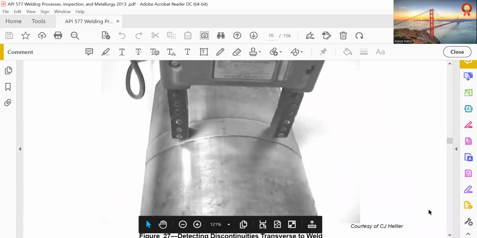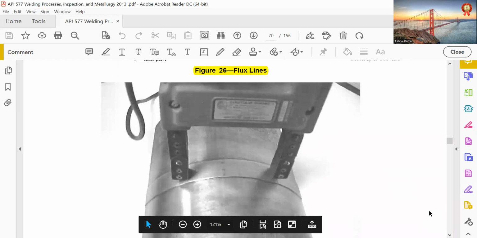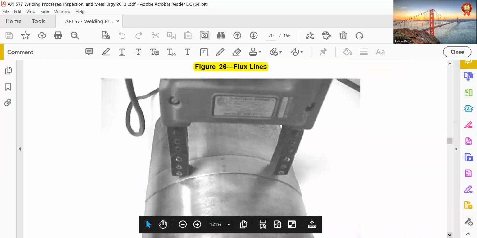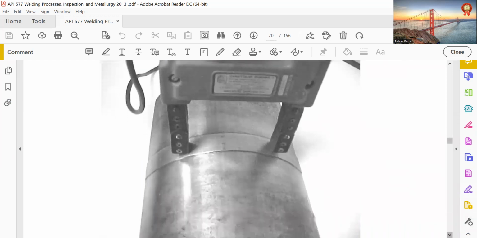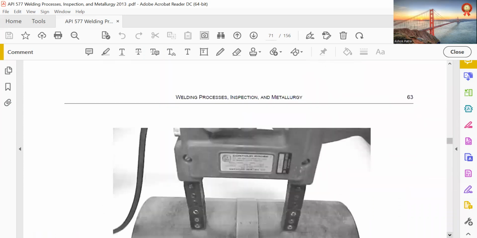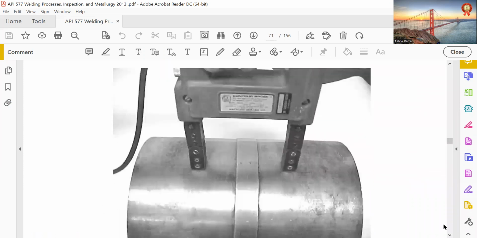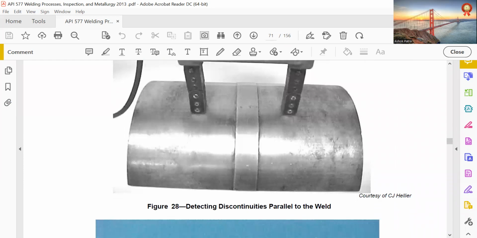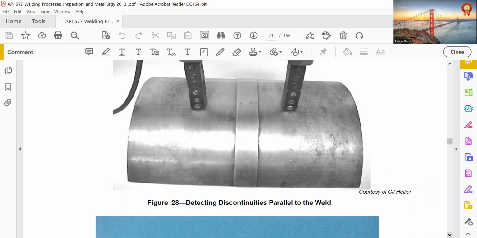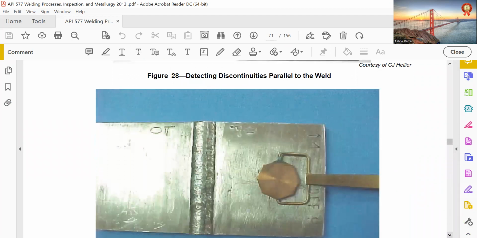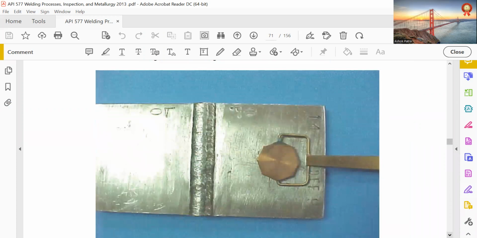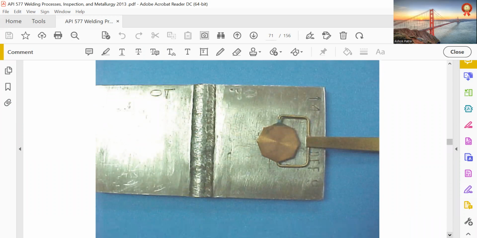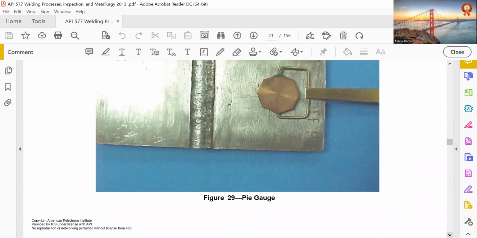Flux lines. Detecting discontinuities parallel to the weld. Pie gauge.